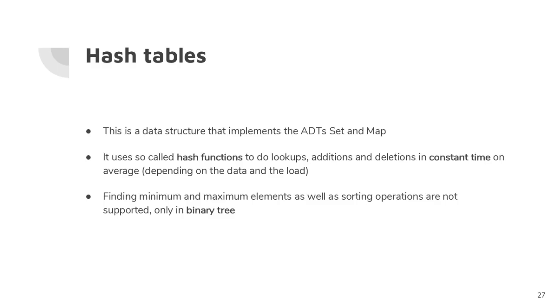So it's the data structure that implements the abstract data types set and map, and it uses hash functions. I'll explain it in the next slides, but it's based on hash functions, which do lookups, additions, and deletions in constant time. With a binary tree it was logarithmic time. Now it's even better. It's constant time. So adding or searching for any element is independent of the number of elements you have in total.